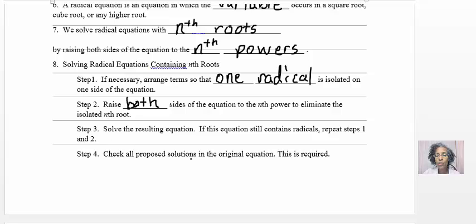Check all proposed solutions in the original equation. In this case, the check is required if you've raised both sides of the equation to an even power. You're going to have to check the proposed solutions because some of them may actually not make the original equation true. So in general, when you're doing this type of problem, the check is part of the work.